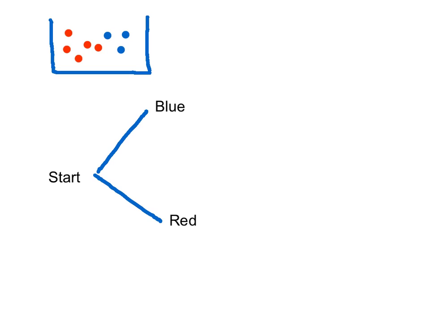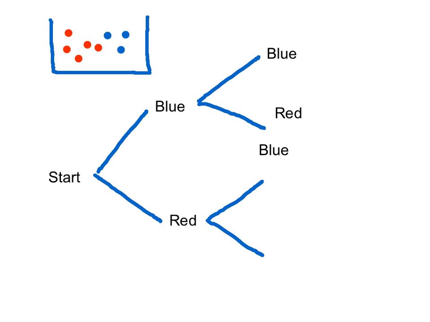If we picked a blue counter first, we could have picked a blue counter again, or we could have picked a red counter the second time. However, if we picked a red counter the first time, again there's 2 possibilities. We could have picked a blue counter the second time, or we could have picked a red counter.